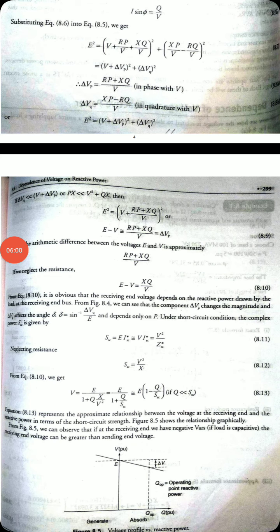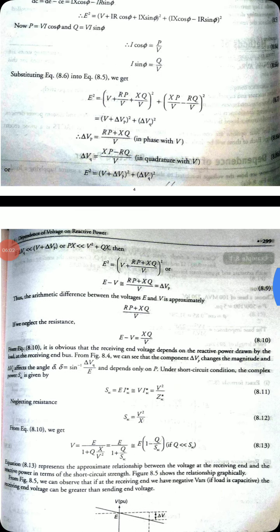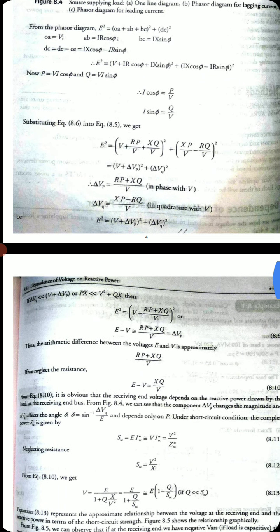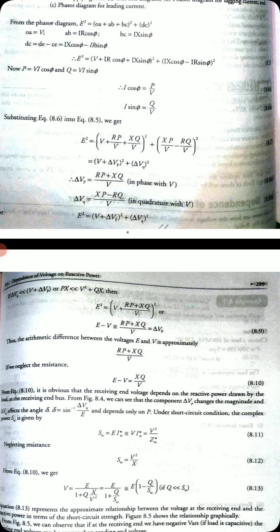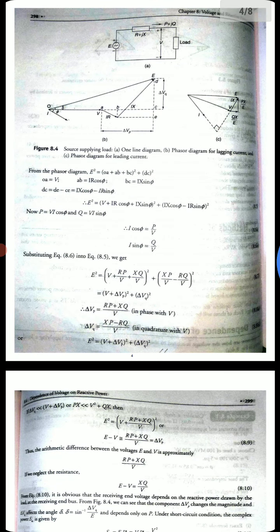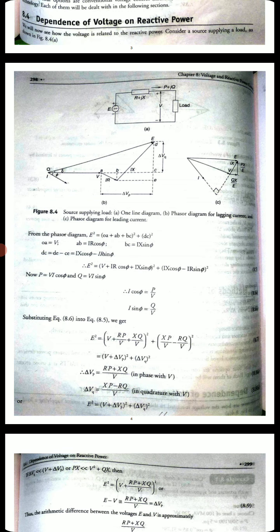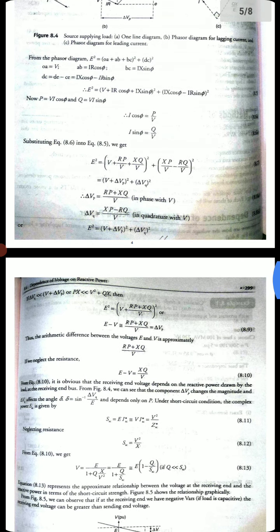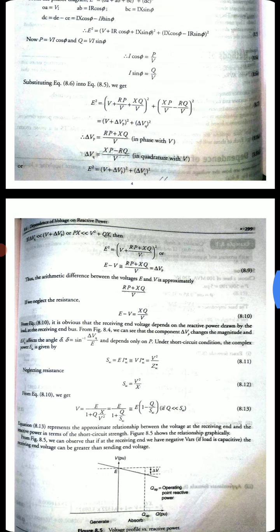From this figure 8.4, whatever we are seeing in these phasor diagrams, we can see that delta Vp changes the magnitude and delta Vq affects the angle. If delta Vp changes, the magnitude changes; if delta Vq changes, the angle delta changes. It is very clear, no? So depending upon delta Vp, magnitude changes, and depending upon delta Vq, angle changes. So delta is equal to sine inverse of delta Vq by E.